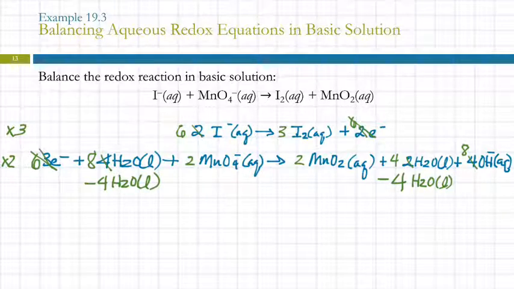Is that going to change the balance of the equation? No. 4 H2Os minus 4 H2Os is 0 H2Os, right? So I got rid of those. And over here, 8 minus 4, now I've got 4. So I've got 4 waters there. You okay with that?